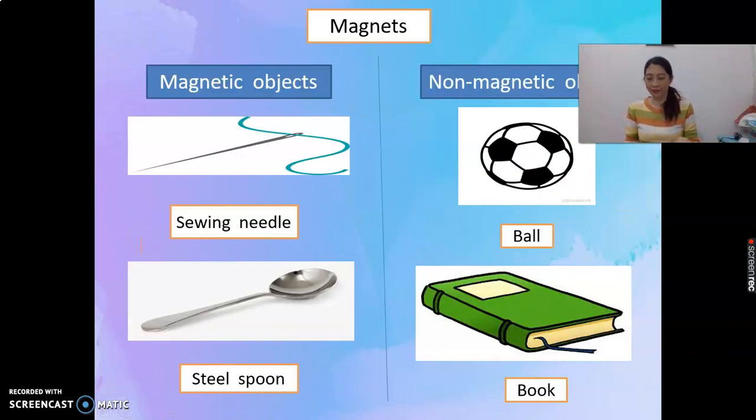Next is magnet, page 36. We have two: number 1 is magnetic object, and number 2 is non-magnetic object. Again, for magnets we have two, magnetic object and non-magnetic object.